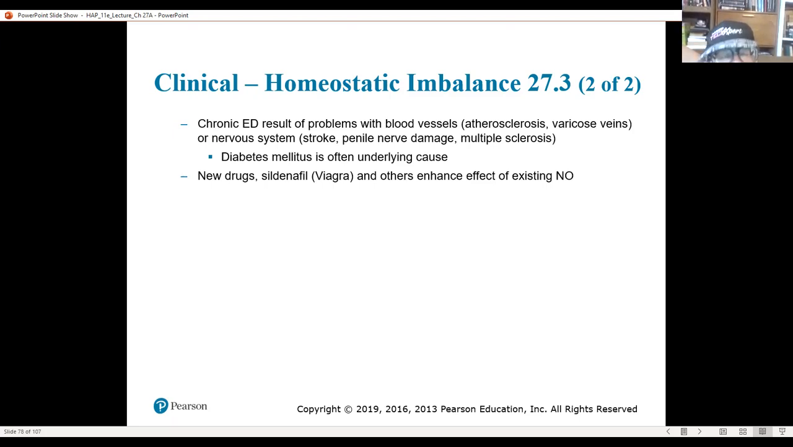New drugs like sildenafil, marketed as Viagra, will enhance the effect of existing nitric oxide. I think what it's doing is blocking the removal of nitric oxide.